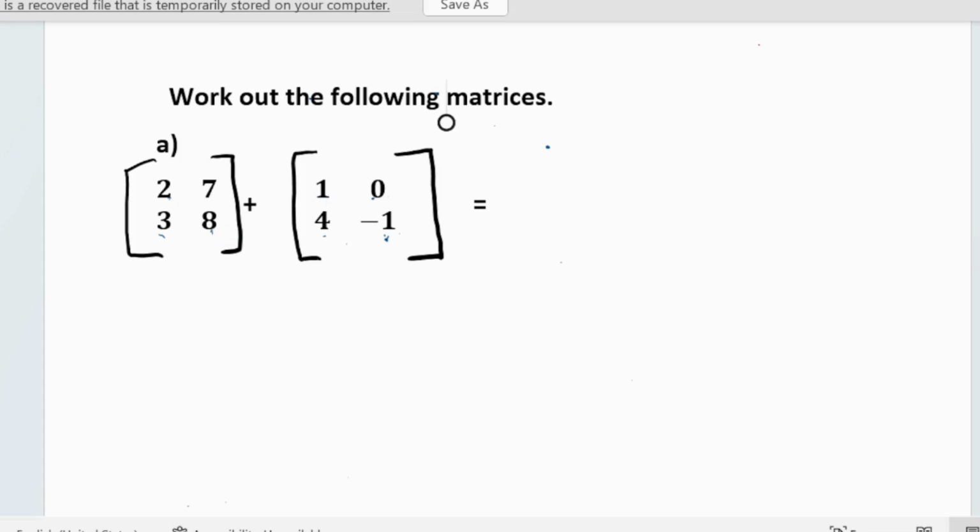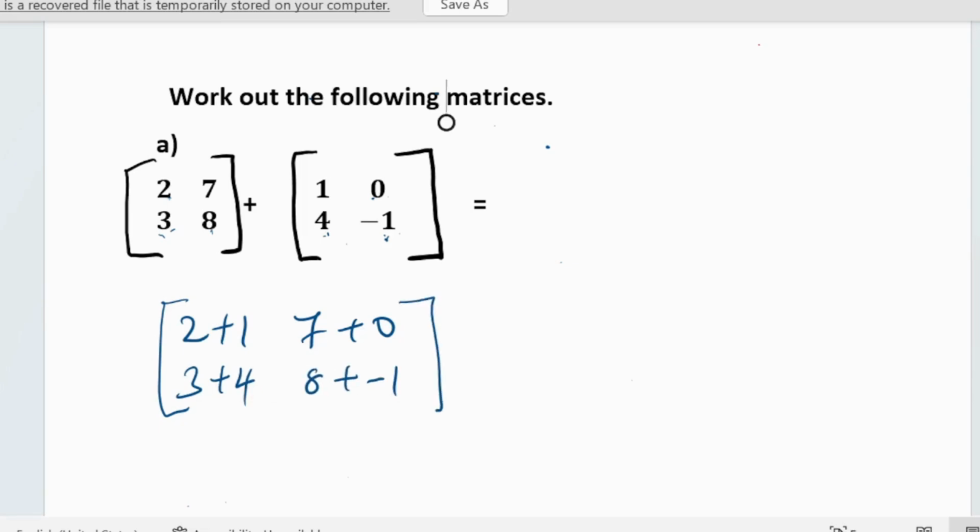And therefore, we are going to add these two, and we shall add 2 plus 1 because they are in the same position, 7 plus 0, 3 plus 4, and 8 plus minus 1. So 2 plus 1 is 3, 7 plus 0 is 7, 3 plus 4 is 7, 8 plus minus 1 is 7. And that is the answer. So you get 1 mark here and another mark there.